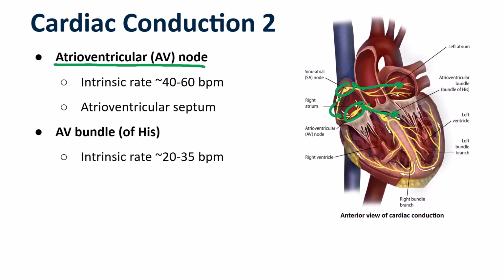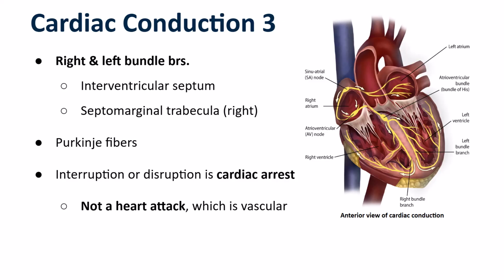When this depolarizes, that is going distally towards the atrioventricular bundle, also known as the bundle of His. The AV bundle has an intrinsic rate of 20 to 35 beats per minute, and it is nestled within the interventricular septum. Also coming down from the interventricular septum are the bundle branches. We can see them descending on either side. There are right and left bundle branches, and the right bundle branch will take a shortcut through the septomarginal trabecula, or the moderator band.